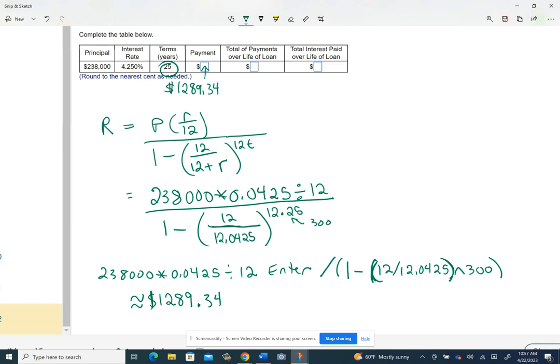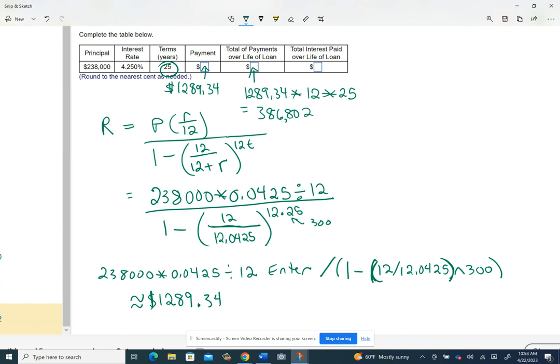All right. So think about this. For this part right here, the total over the life of the loan, aren't you paying that $1,289.34 every month for 25 years? So that would be times 12. That would be how much you'd pay in a year, and then you're doing this for 25 years. So that right there, let me put it down below, is going to turn out to be the total of all the payments you make for those 25 years. So I'm taking that monthly payment times 12 times 25, and that means I would have paid them $386,802 over the life of the loan.